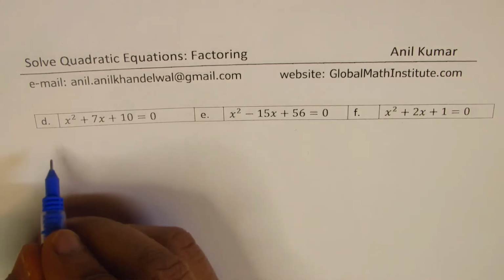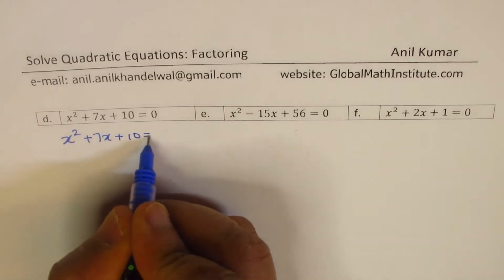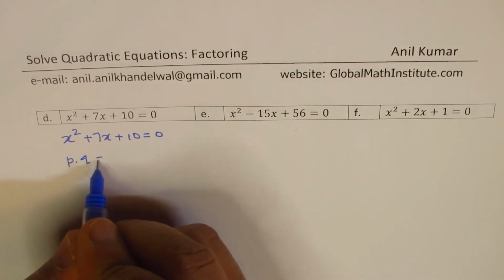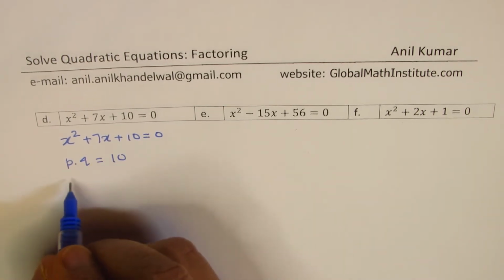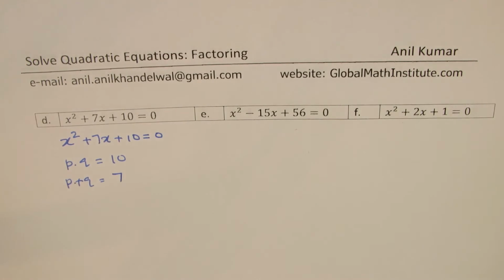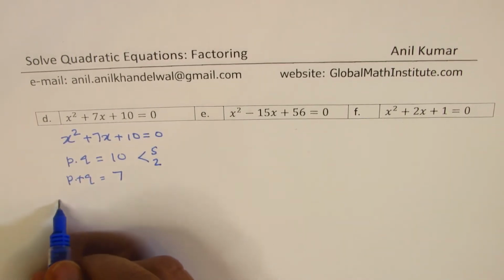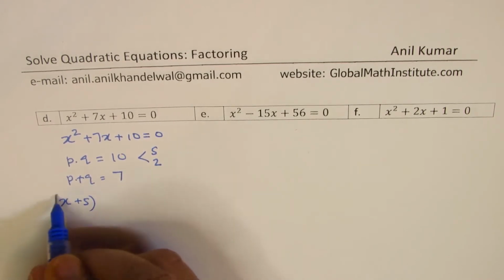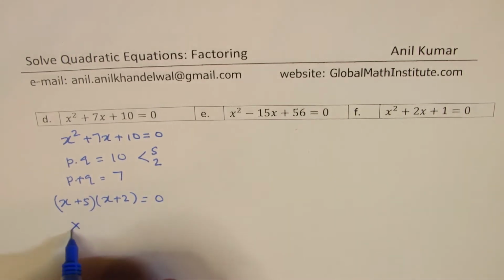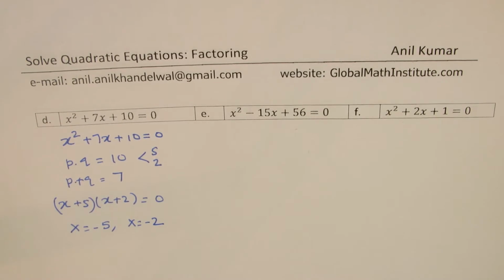So let's continue and take up the next set of three questions now. We have x squared plus 7x plus 10 equals 0. We're looking for two numbers, p and q, whose product should be equal to 10, and the sum of these two numbers should be 7. Well, 5 and 2 can work for us, right? So we could write this as x plus 5 times x plus 2 equals 0. That means x is equal to minus 5 or x is equal to minus 2.